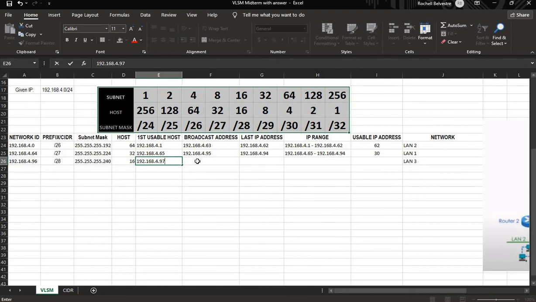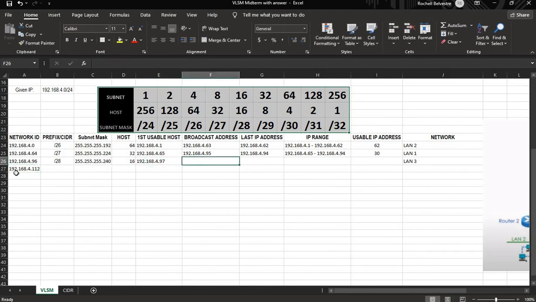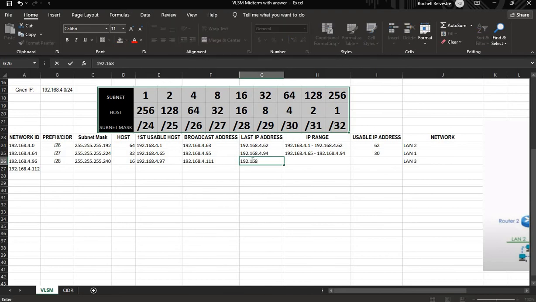Before we do the broadcast address, we're going to add the network ID plus the number of hosts. So 96 plus 6 equals 112. So this will become 192.168.4.112. Then our broadcast address is the network ID minus 1, so this will become 192.168.4.111. And then the last usable IP address would be 192.168.4.110.